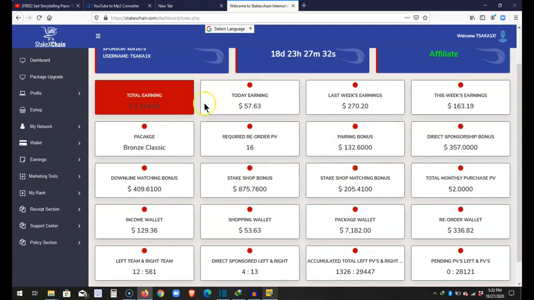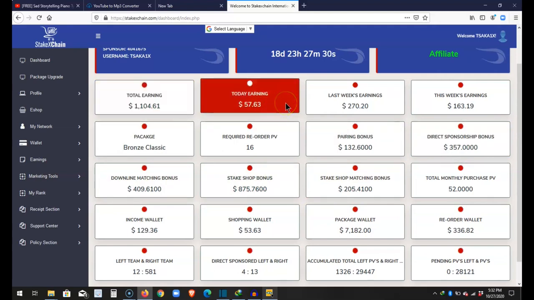Now, the second box shows you today's earnings. Today's earnings has to do with any amount of money you've earned for that particular day alone. At a point in time during the day, this figure will reset back to 0, and then it will start again the following day. It shows how much you've earned for just that day. It doesn't show a cumulative figure.